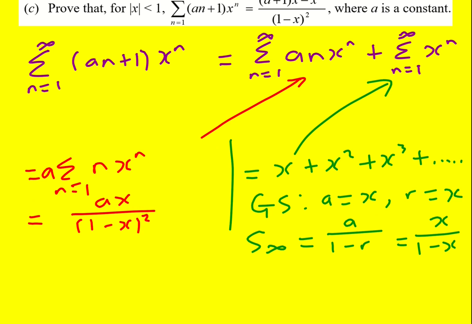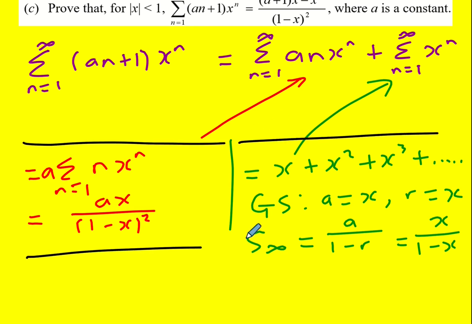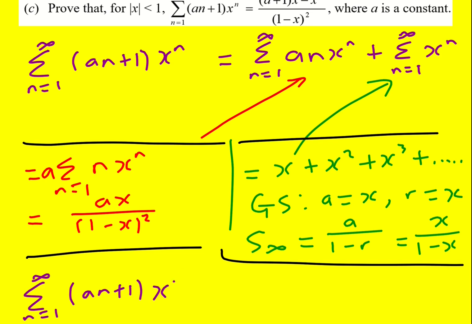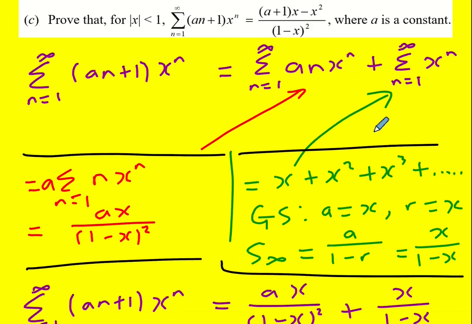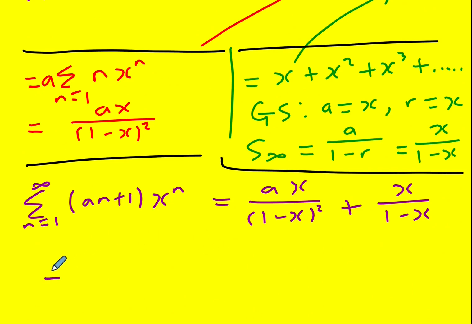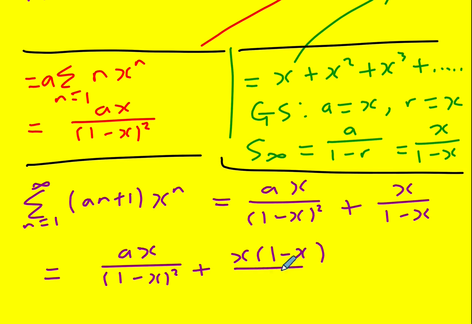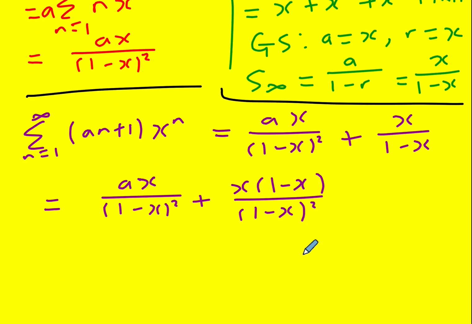So back to the main thing. This is equal to ax over 1 minus x all squared plus x over 1 minus x. Now we're asked to write it like this, so we clearly need to put it over a common denominator. Right, so this one stays the same. Here I times top and bottom by 1 minus x. Add them together.